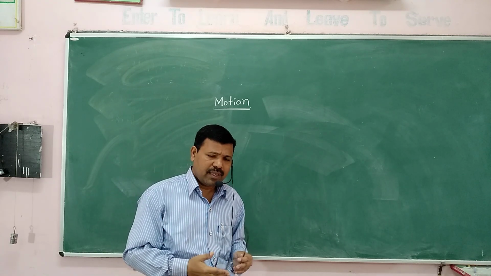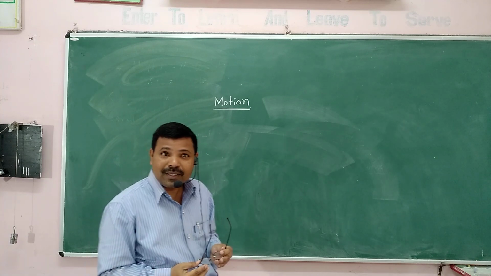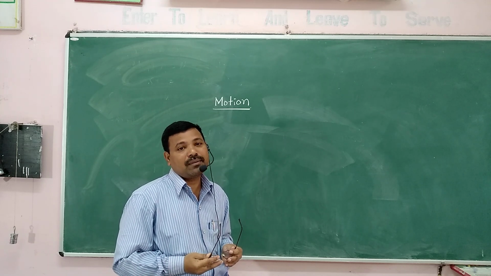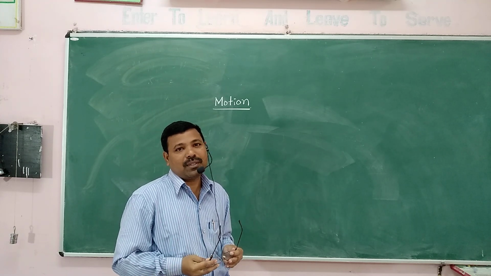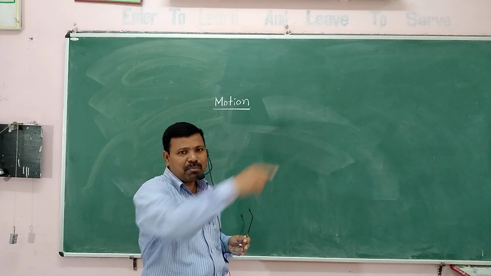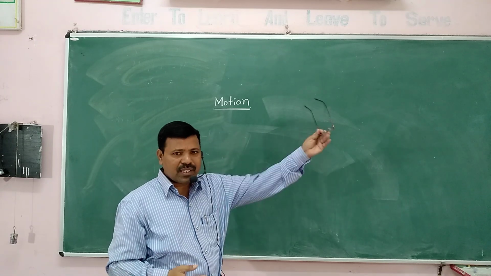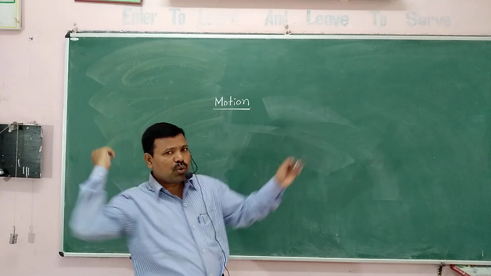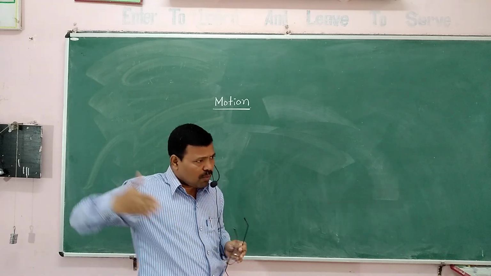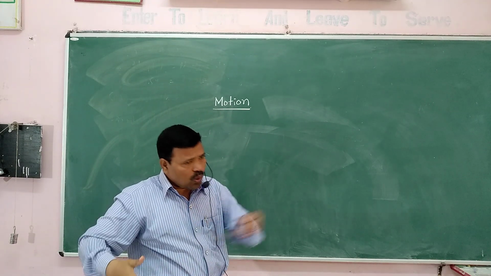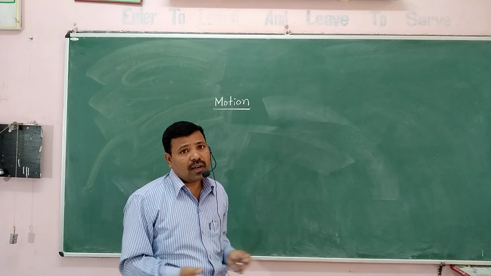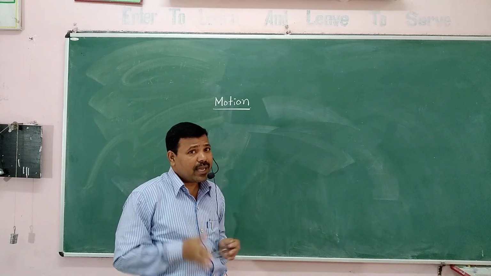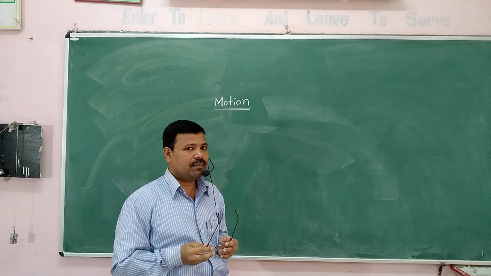If any object moves along a straight path, the body is said to have straight line motion or rectilinear motion. For example, the motion of a bullet along a straight line, the motion of an arrow, the motion of a javelin, the motion of a train along a straight track. These are a few examples of straight line motion. They are also known as one-dimensional motion.